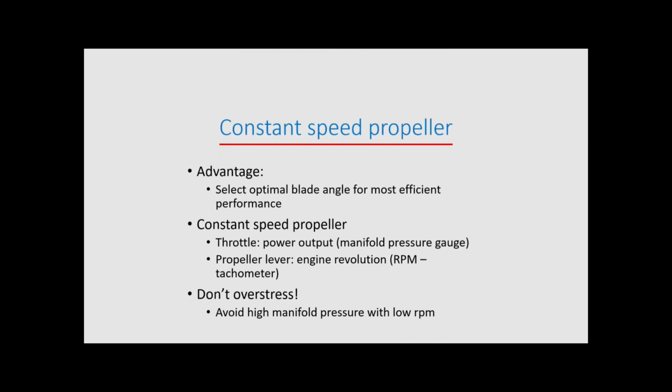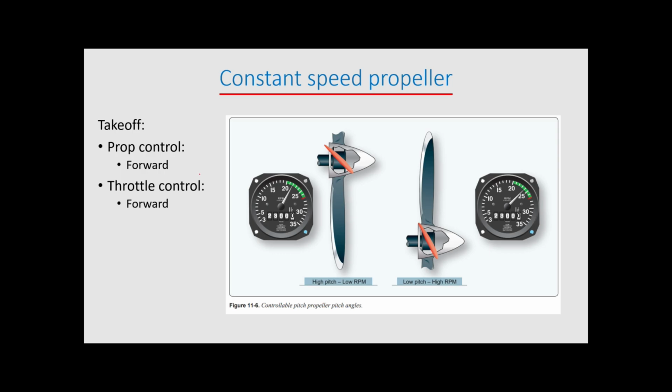Let's talk about the constant speed propeller now. The advantages of a constant speed propeller are that it allows you to select the optimal blade angle for most efficient performance. In a constant speed propeller, the throttle controls power output, as read on the manifold pressure gauge. The propeller lever controls engine revolution, or RPMs, on the tachometer. Remember, don't overstress. Avoid high manifold pressure with low RPM. For takeoff, we want to have the prop control forward and the throttle control forward. There's another video I made regarding constant speed propellers, and I'll link it down in the description.